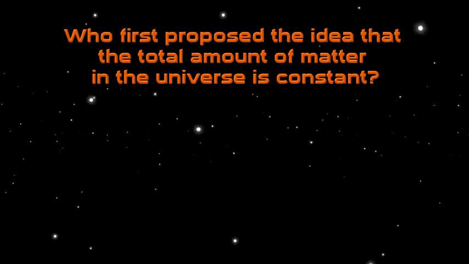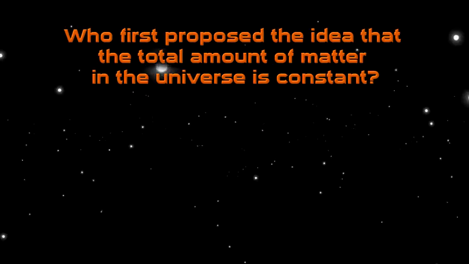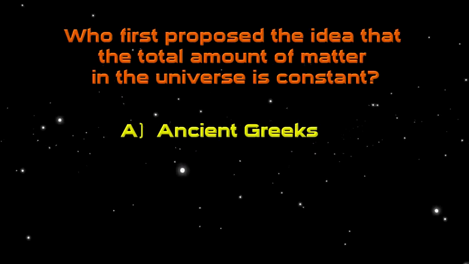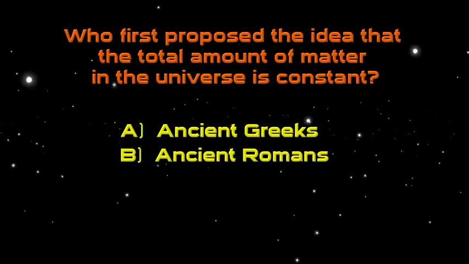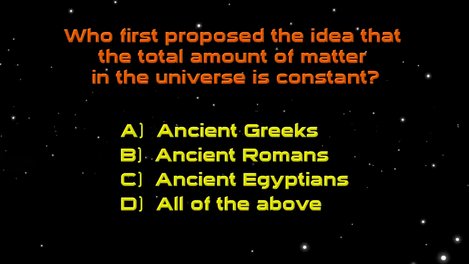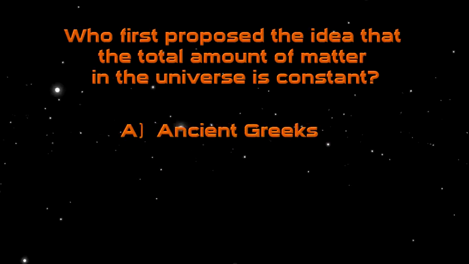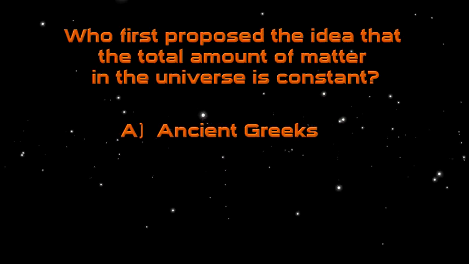Here's question 2. Who first proposed the idea that the total amount of matter in the universe is constant? A. Ancient Greeks. B. Ancient Romans. C. Ancient Egyptians. D. All of the above. The correct answer is A. The ancient Greeks were the first to propose that idea.